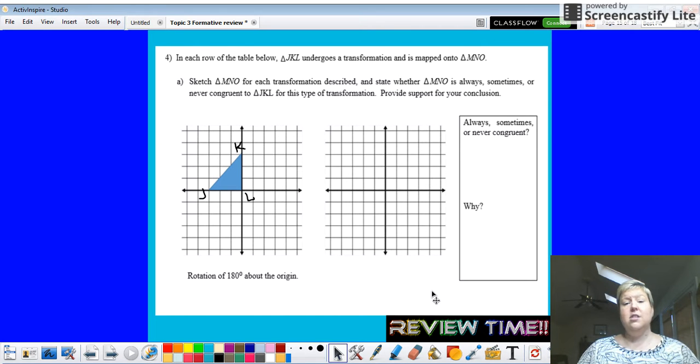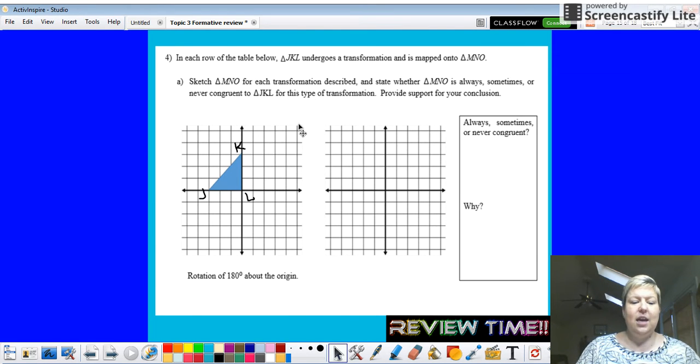compare those triangles. So if I were to get this question on a test, I'd take a look at what I have. Sketch triangle MNO for each of the transformations described, and then state whether it is always, sometimes, or never congruent to triangle JKL for this type of transformation. So you have a couple of different things that you're doing. Make sure that you provide support for your conclusion. And if it says it right in the test, you need to make sure that you get it done.